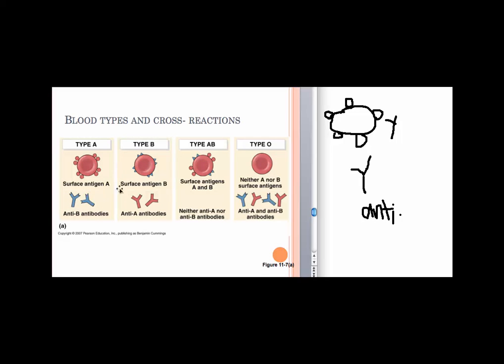Alternatively, somebody who has type B only wants triangular surface antigens, meaning this type of blood. So anybody who has spherical surface antigens, we can attack that, we can bind to that by producing antibodies that can recognize that spherical shape. So if this is brought into this body, we're going to bind to it through a process of agglutination and then eventually get rid of it.